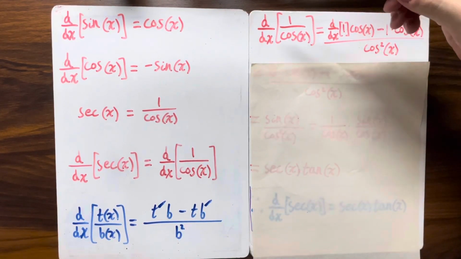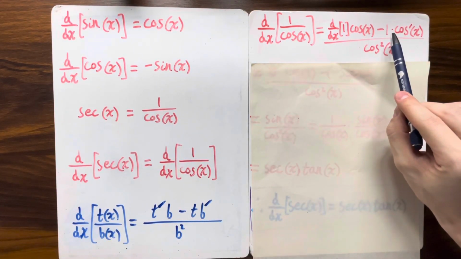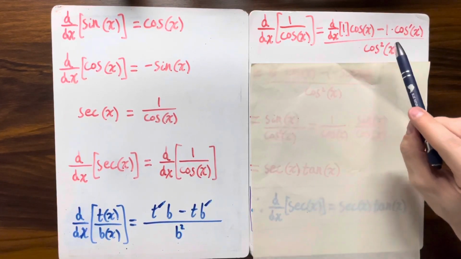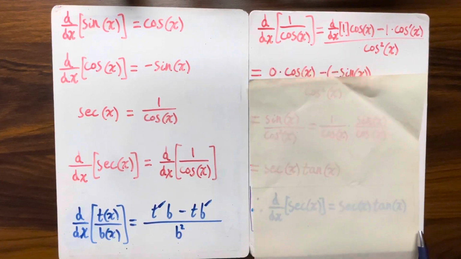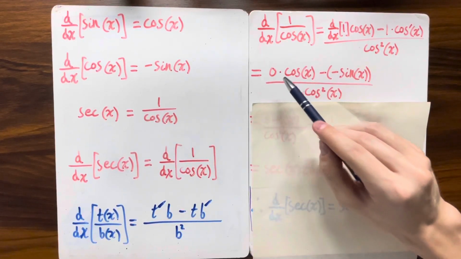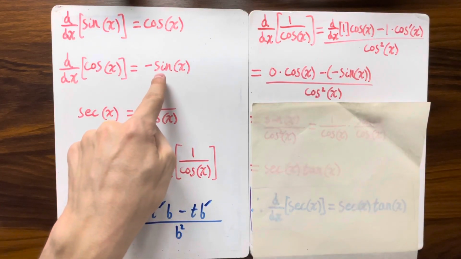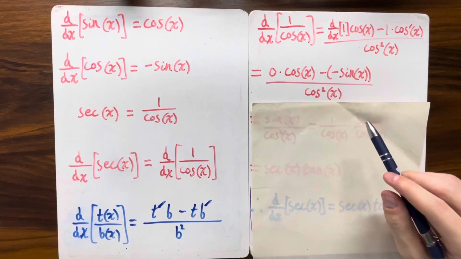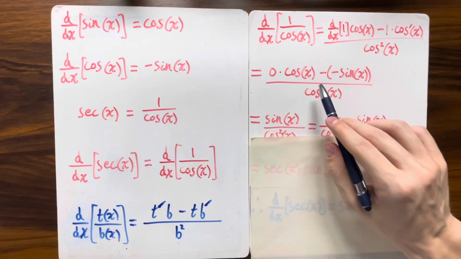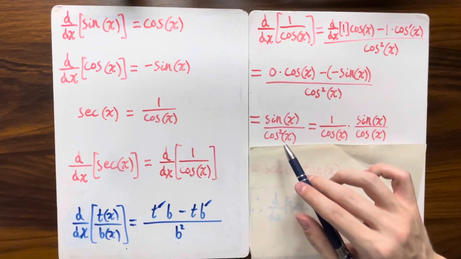So the derivative of the top, the derivative of 1 times the bottom function, minus the top function times the derivative of the bottom function, all divided by the bottom function squared. Simplifying this, well, the derivative of 1 with respect to x is 0, so 0 times cosine, and the derivative of cosine is negative sine, so we have negative sine here. Of course, negative and negative become positive, so this becomes 0 plus sine of x, or just sine of x, divided by cosine squared of x.